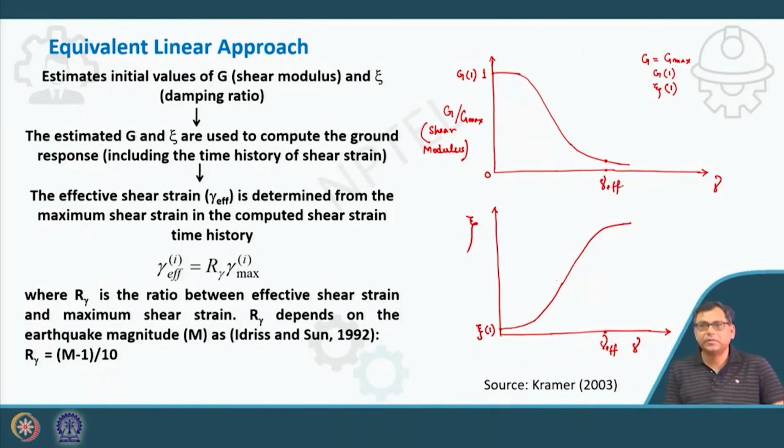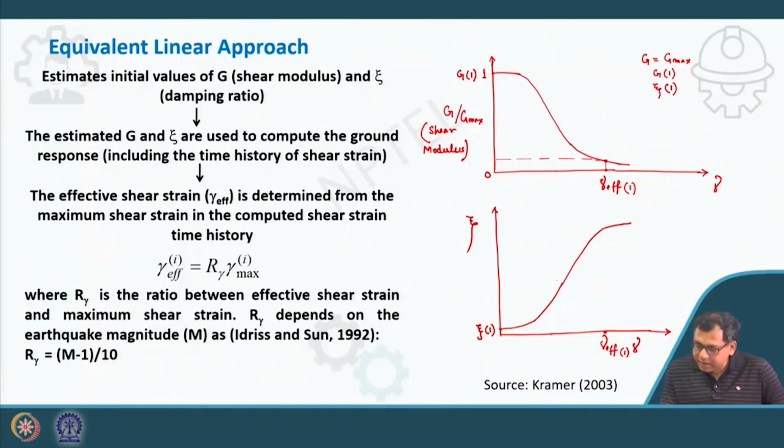Say this is effective. So that means I have assumed a shear strain here, but my effective shear strain is coming here. So that means it is not matching. That's why in the second trial, I will take the G value corresponding to this effective shear strain 1. This I am getting from here. For the first trial I am getting effective shear strain 1.